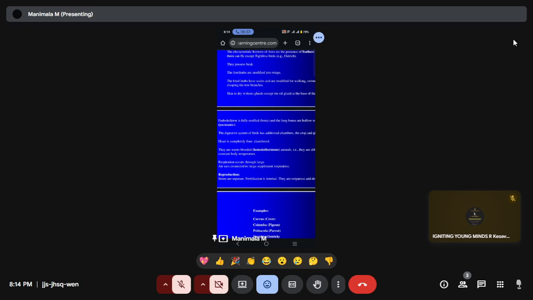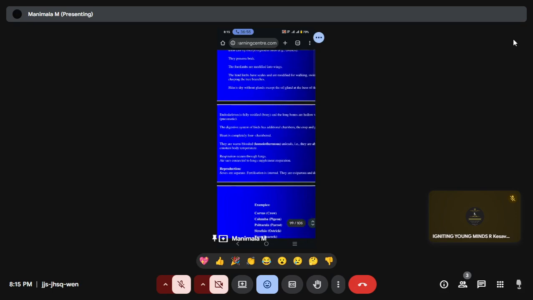And the digestive system: teeth are absent. Teeth are absent in extant birds. Birds have no teeth. With the help of the beak only, they can feed in many ways. And the esophagus is dilated into the crop, which can store food. The stomach is divided into the anterior glandular proventriculus and the posterior muscular gizzard. So this is the general character.